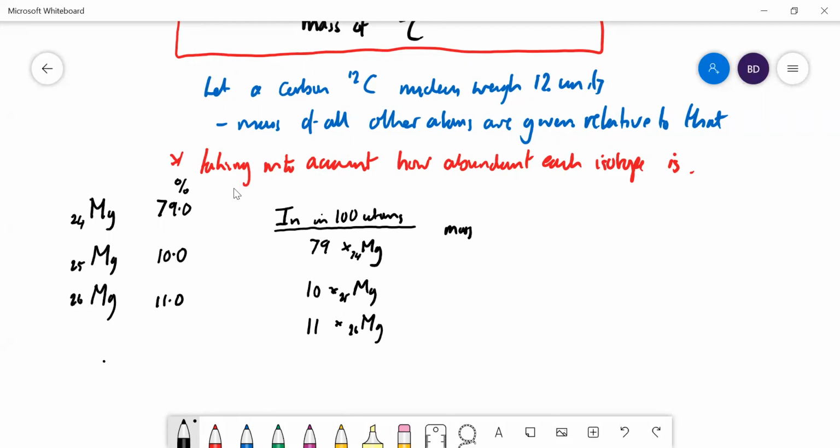So 79 times 24, that's 1,896. This one is 10 times 25, that's 250. And 11 times 26, that's 286. So I'm going to add all that up, and that comes to 2,432. That's the mass of 100 atoms.